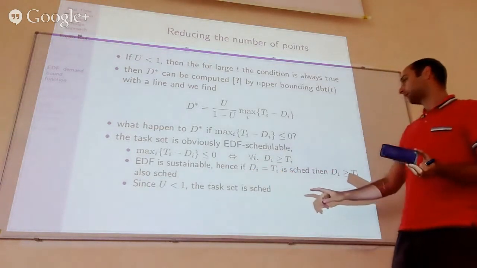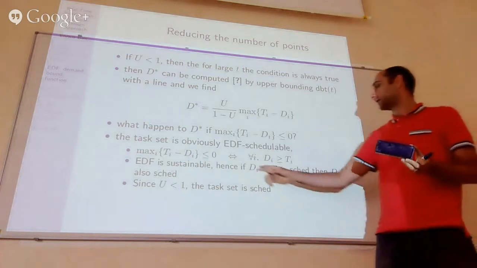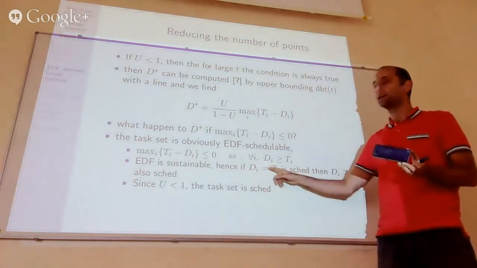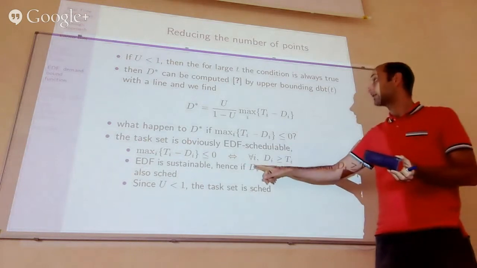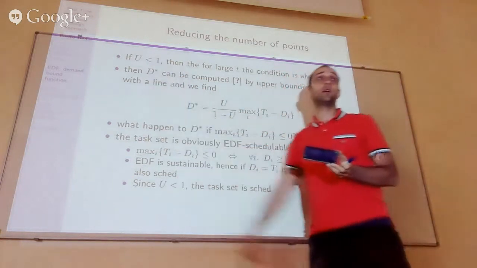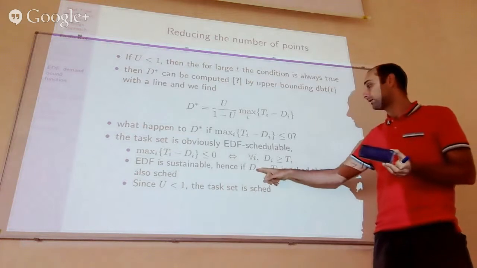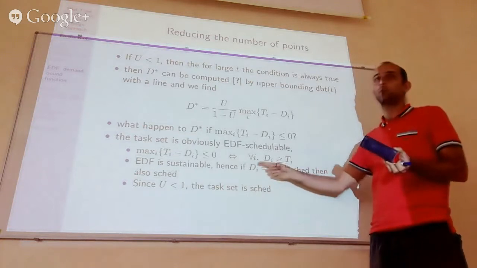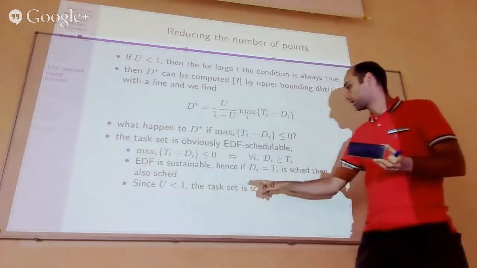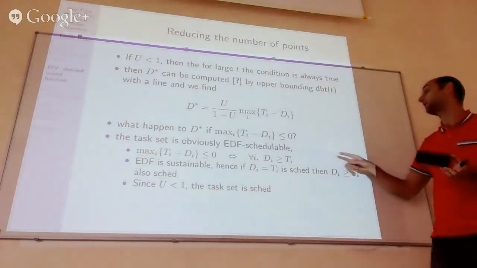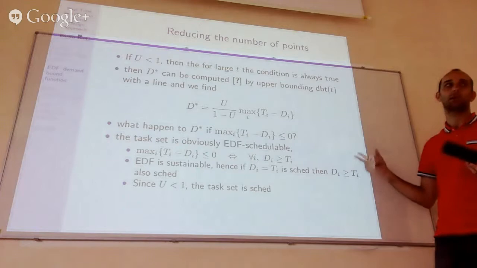if it is schedulable when the deadlines are equal to period, then it's also schedulable when they are larger. And since we have the condition of utilization less than 1, then it is schedulable because we have deadlines equal to period and utilization less than 1. So it is schedulable because of sustainability. It is schedulable also in all cases with deadlines larger than periods.